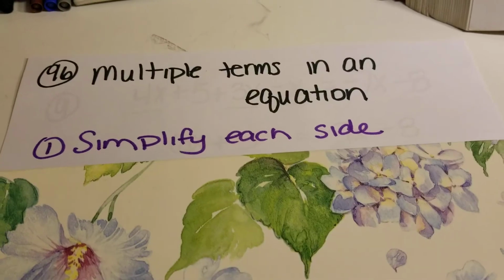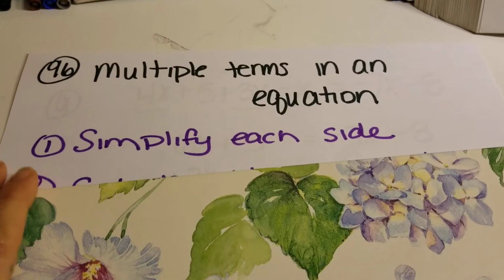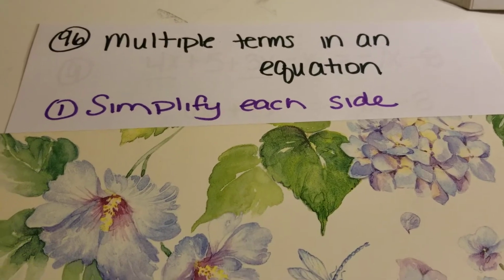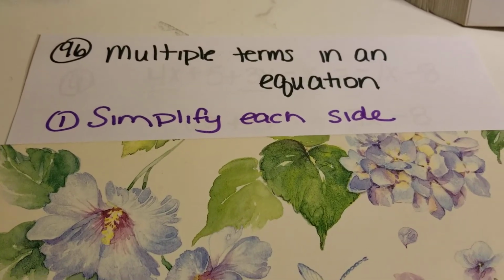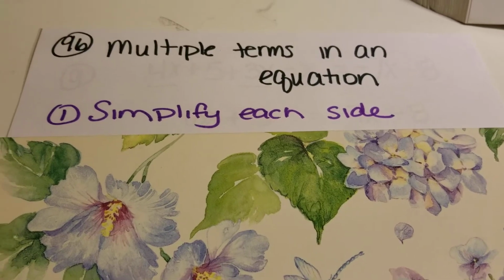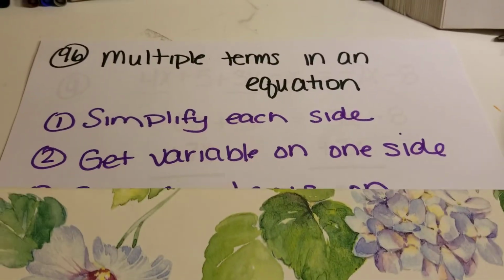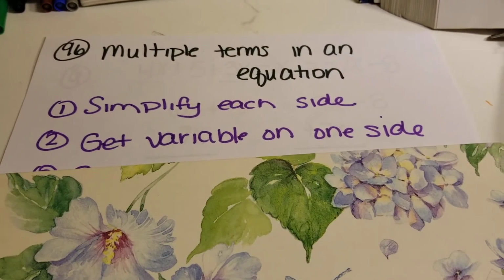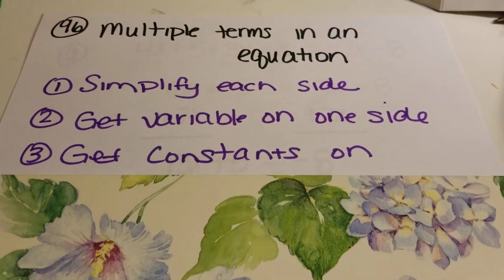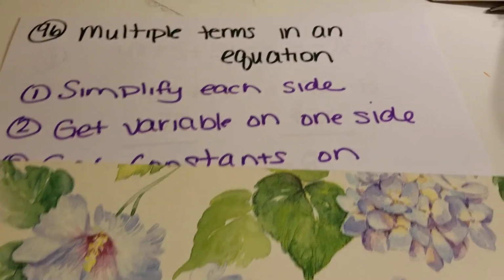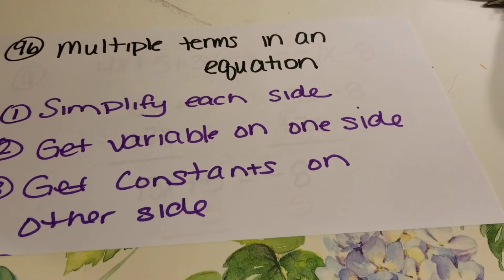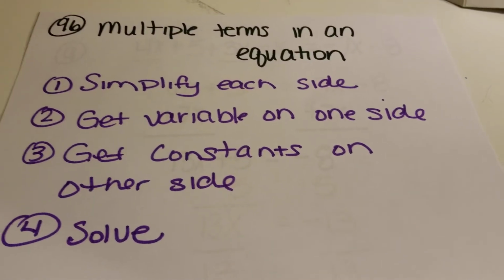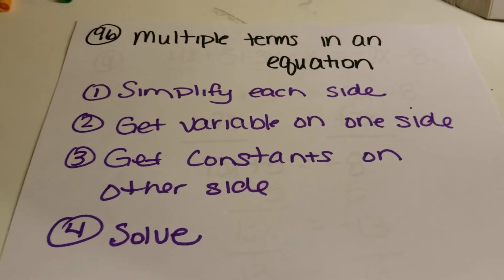Okay, so in your notes, first we have to simplify each side of the equation. So before you move anything to one side or the other, you have to simplify the left side and then simplify the right side. After that, you then have to move and get your variable on one side of the equation. Then you get your constants on the other side. After that, we can solve for our variable. Okay, so that's our steps. Make sure they're in your notes.